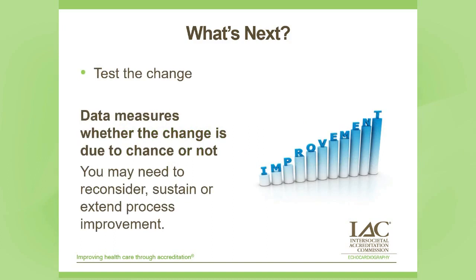So then what's next? After you've put your process in motion and you've had a few months, test the change, use the QI tool again. So what your data will measure is whether the change is due to chance or not. You may need to reconsider what the problems actually were. You might need to continue to improve the process by extending your training. Maybe this person needs a little bit more training. It's all good.